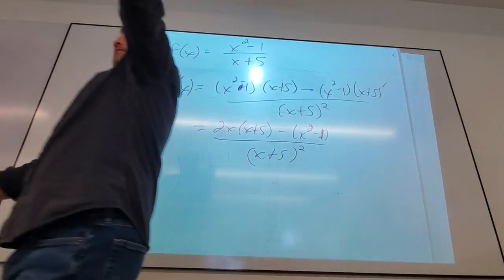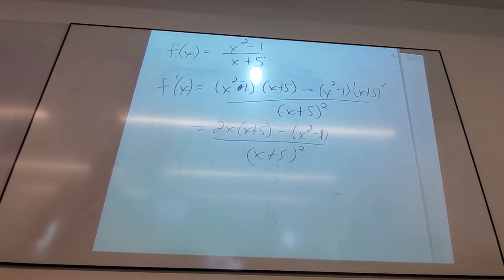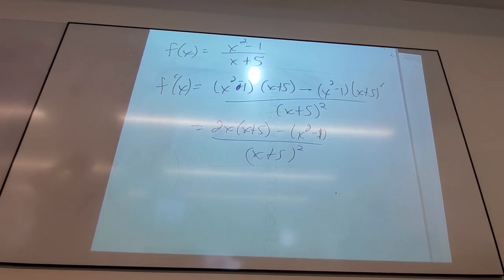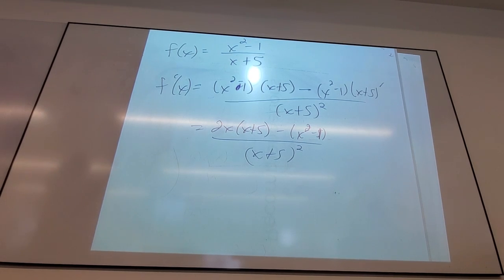So I can't kill the x plus 5s, because what's being divided by x plus 5 squared? Both pieces up top. So what should I do up top instead? Distribute.